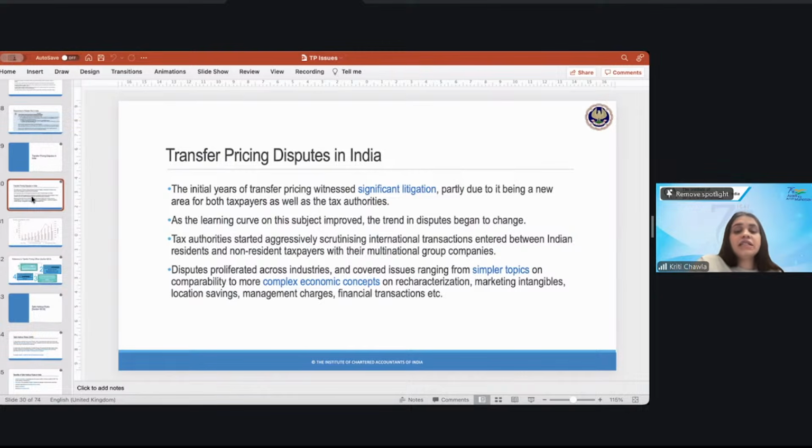There was a time that initially, the transfer pricing dispute was on so-called simpler topics. So it was more about comparability analysis. It was more on the selection of comparables. If the taxpayer has chosen, let's say, a particular set of 12 comparables, the tax authorities would question those comparables, and they would like to introduce new comparables. Or just accept or maybe reject the set of comparables that the taxpayer has chosen.